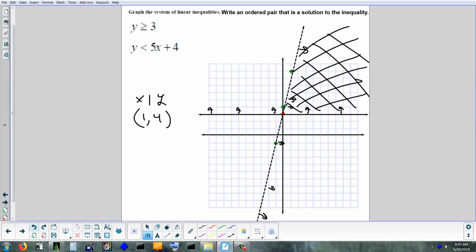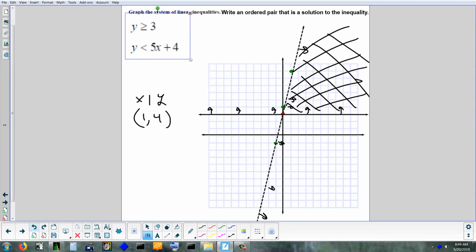Let's check it. X is 1, Y is 4. What's 5 times 1? 5. 5 plus 4? 9. Y is 4. Is 4 less than 9? Yeah. Let's try it up here. What's Y? 4. Is 4 greater than or equal to 3? Yes. So it does work. If you picked a point that wasn't in the shaded area, it wouldn't work in both. It might work in one, but it wouldn't work in both.